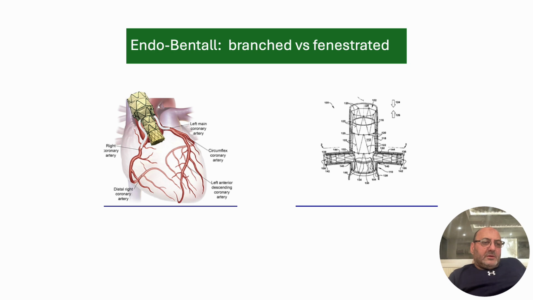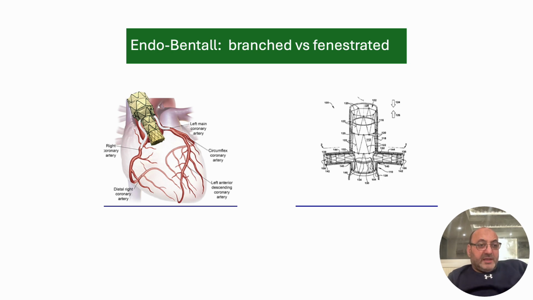But when we talk about endo-Bentall, the Bentall procedure, first of all, for those who forgot what it is, it's replacement of the aortic valve and ascending aorta, and oftentimes done for type A dissection when you have aortic regurgitation and so forth. In endo-Bentall, basically you replace the valve and you replace the ascending aorta, but you have to do something with the coronaries.